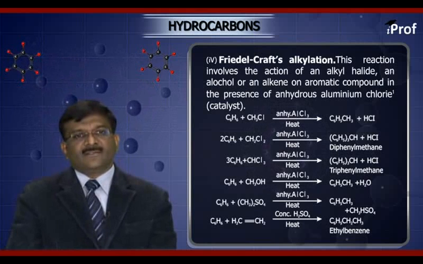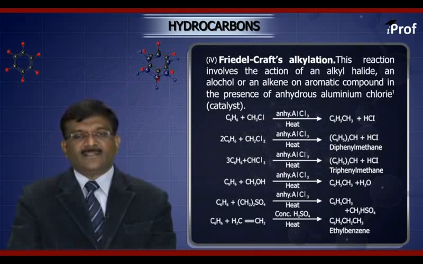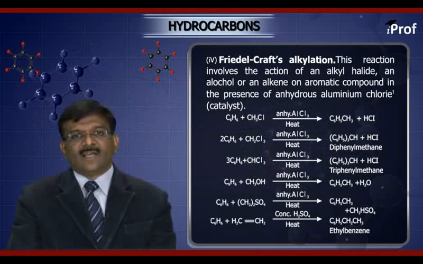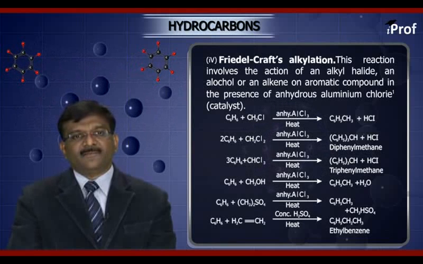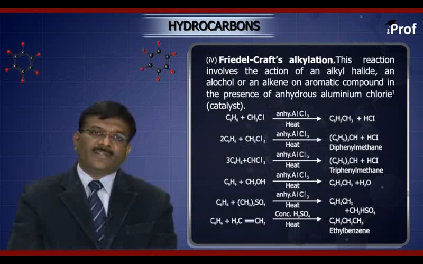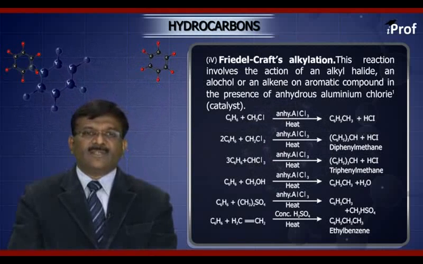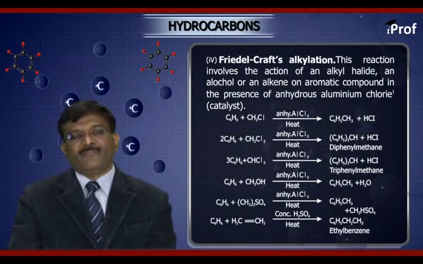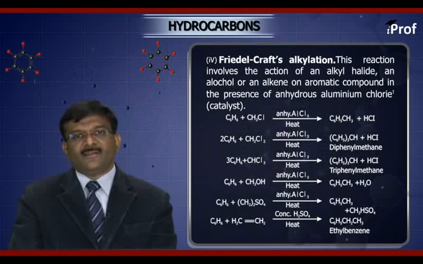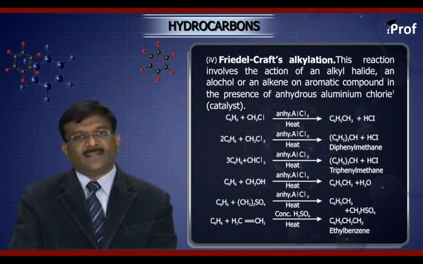Next, C6H6 plus CH2Cl2 in presence of anhydrous AlCl3 at high temperature, it gives (C6H5)2CH2, the diphenylmethane, plus HCl. In case of chloroform, the reaction is three molecules of C6H6 plus CHCl3 in presence of anhydrous AlCl3 at high temperature, it gives triphenylmethane, (C6H5)3CH, plus HCl.